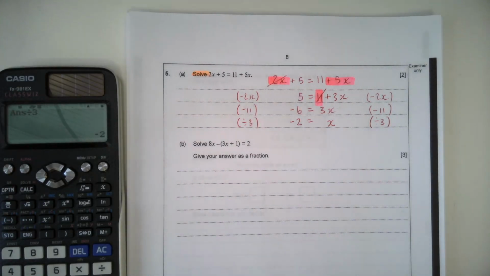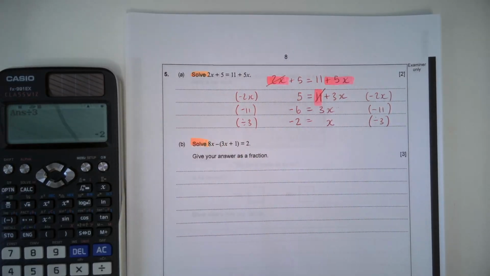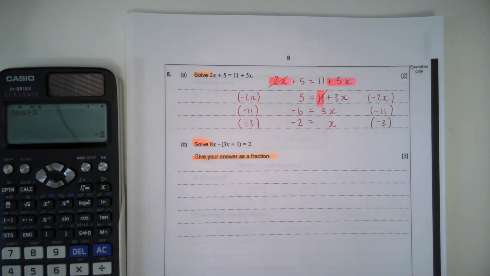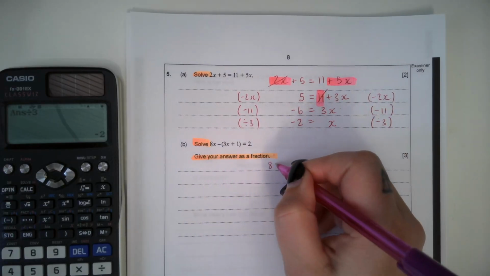Part B. Solve 8x subtract 3x add 1 in brackets equals 2. Give your answer as a fraction. So they've specified what form they want our answer to be in. So I'm going to rewrite this here.